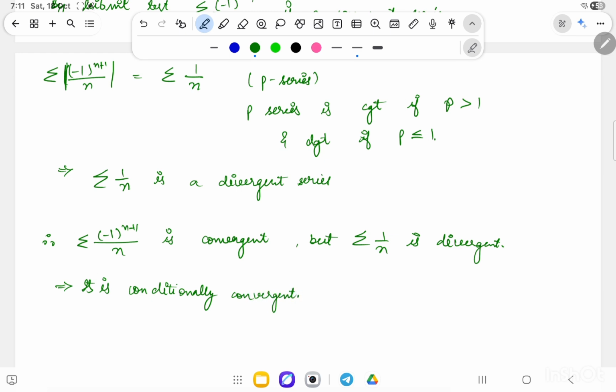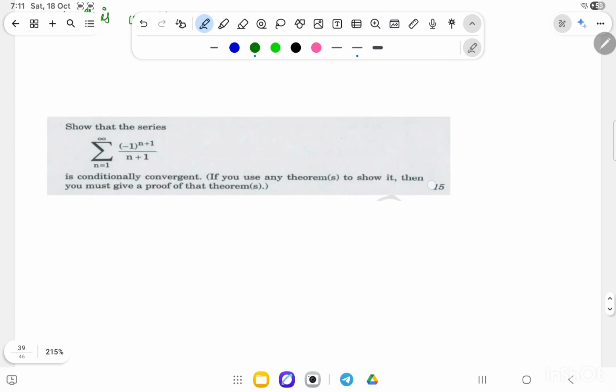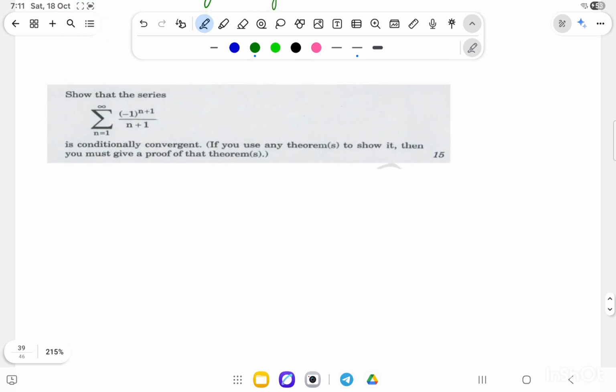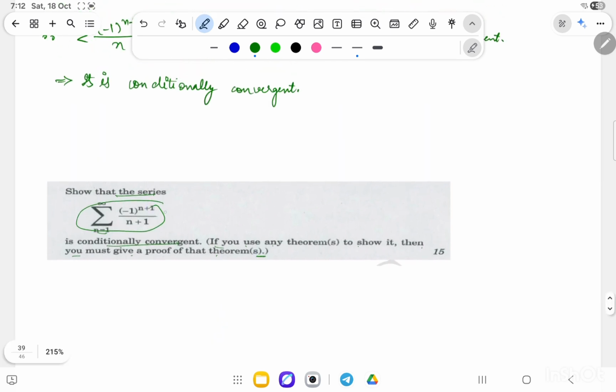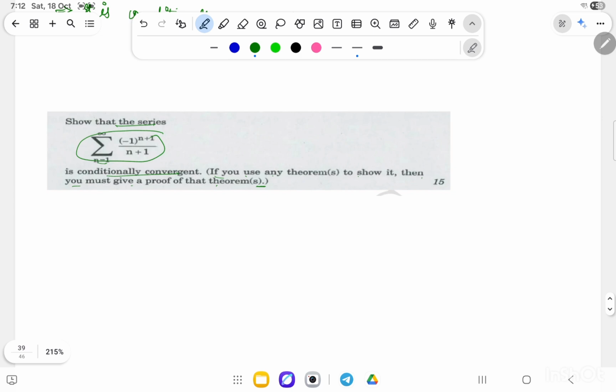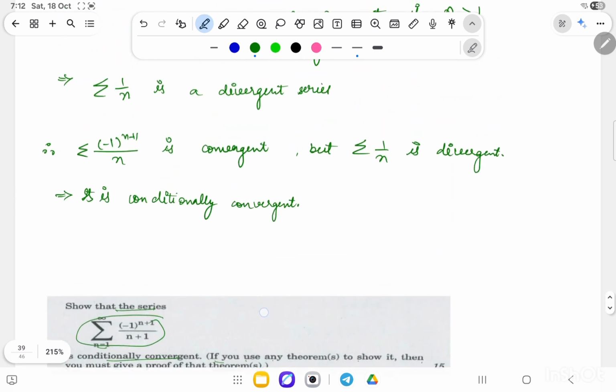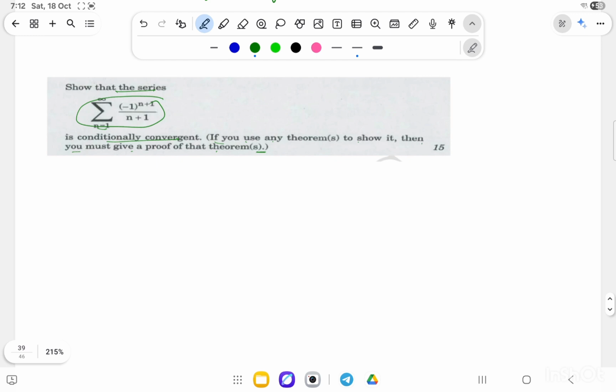Now let's move on to the next question. The next question is, show that this series is conditionally convergent, and if you use any theorems to show it, then you must give a proof of the theorem. So this is the series that we just discussed, and we have just proved that it is conditionally convergent. Since we have used the Leibniz test here, we'll give the proof of the Leibniz test.